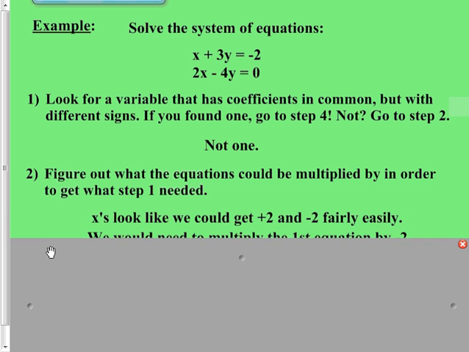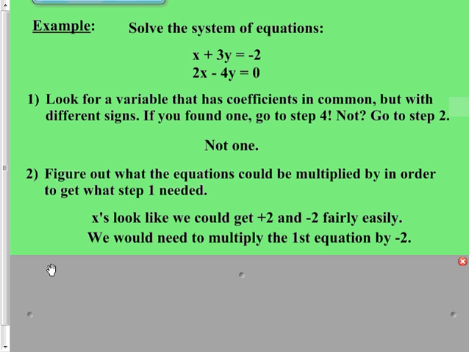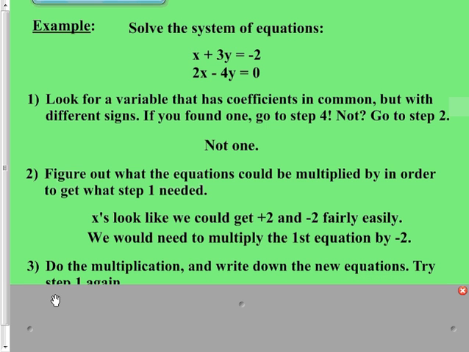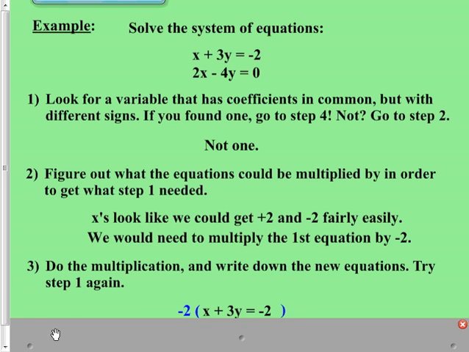I think the x's would be easier because we can pretty easily get that top equation to give us a -2x, and that would match up with the +2x in the second equation. So in this case, we're going to take that first equation and multiply it by -2. Step 3 says to actually do this multiplication and write down your new equations, and then try step 1 again.